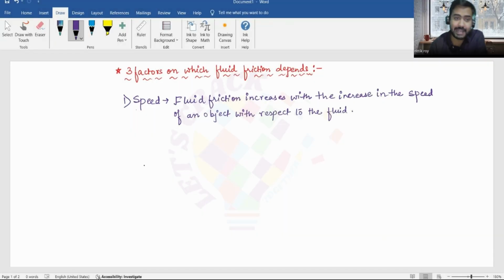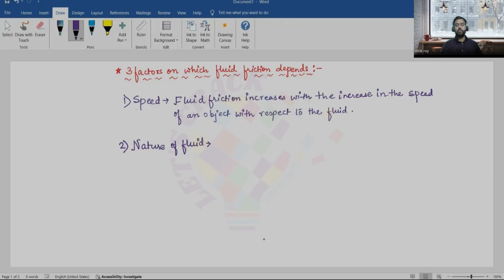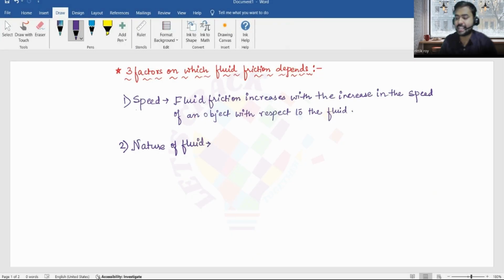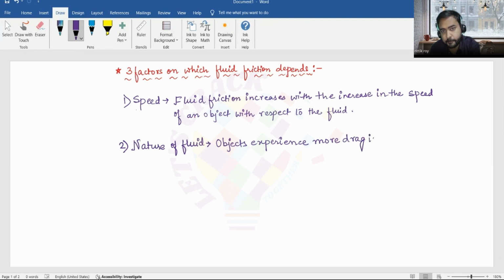Okay, next is nature of fluids. So how does nature of fluid matter? Objects experience more drag in denser fluids. Means what? Objects experience more drag in denser fluid. What is the meaning of this?